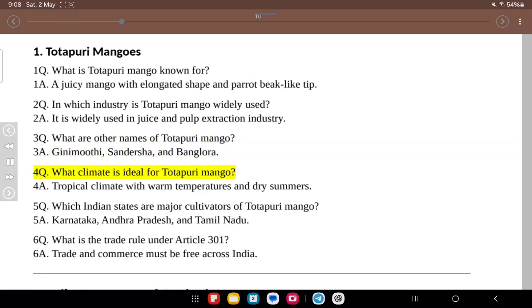4Q. What climate is ideal for Totapuri mango? 4A. Tropical climate with warm temperatures and dry summers. 5Q. Which Indian states are major cultivators of Totapuri mango? 5A. Karnataka, Andhra Pradesh, and Tamil Nadu. 6Q. What is the trade rule under Article 301? 6A. Trade and commerce must be free across India.